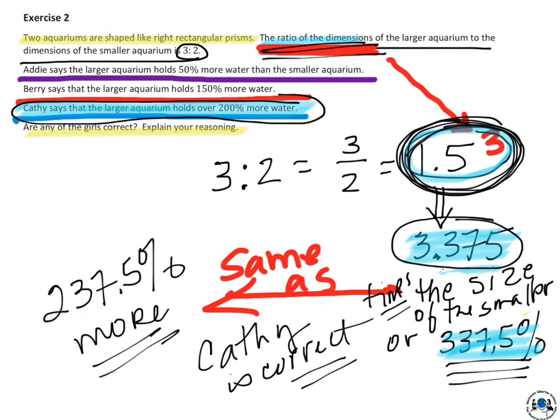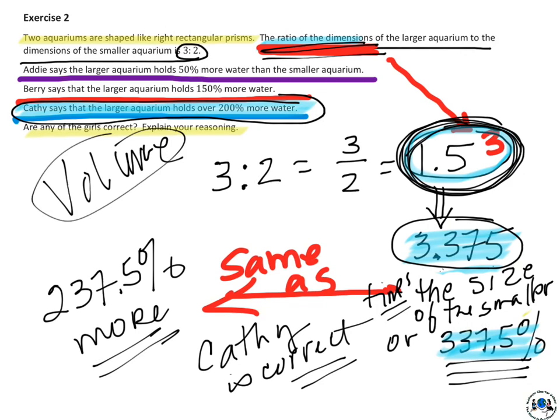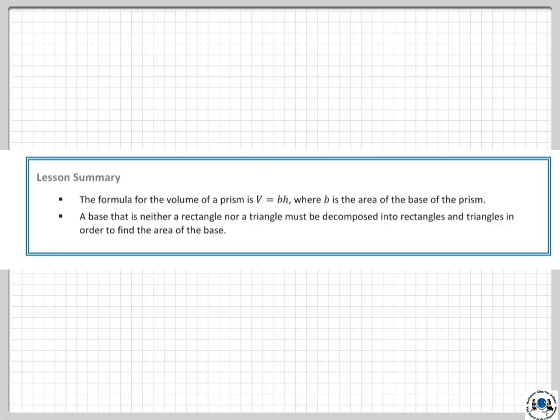We're talking volume right here. So all of these refer to the volume here. This is the volume right here. This 1.5 refers to each and every one dimension: the height, the length, the width, all three of those. Alrighty, so ending on that note, there we go. That was a tough one.